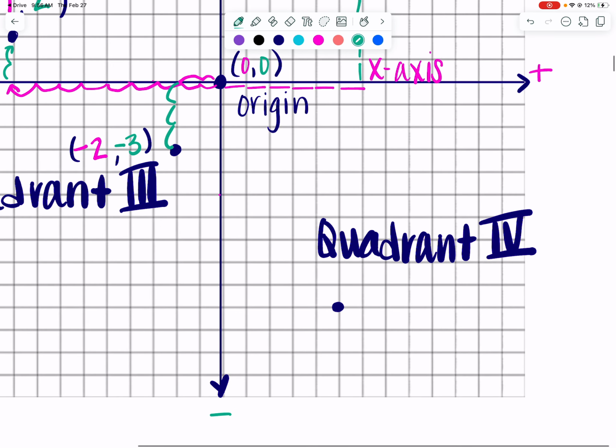Let's finish this up down here in quadrant 4. I have to go 1, 2, 3. My iPad is acting up. 1, 2, 3, 4, 5. I was going in the positive direction. So my x coordinate is 5. Now I need to go all the way down to my point. So that's 1, 2, 3, 4, 5, 6, 7, 8, 9, 10. So the y coordinate for my ordered pair is negative 10.